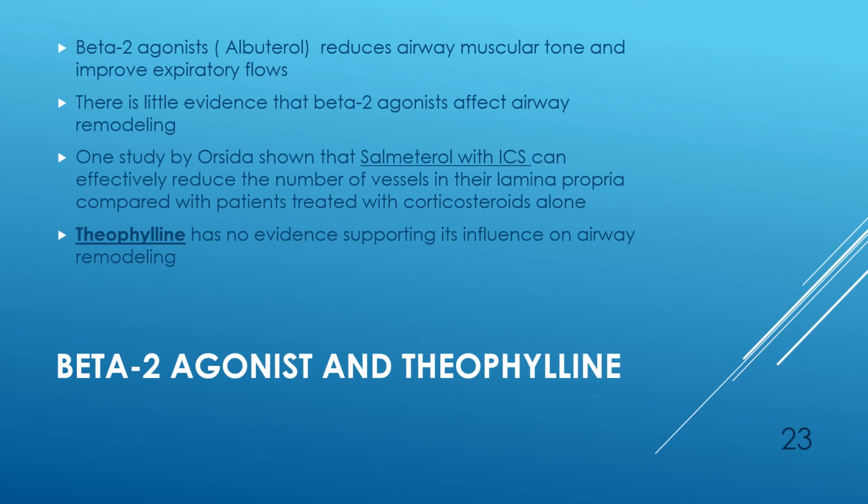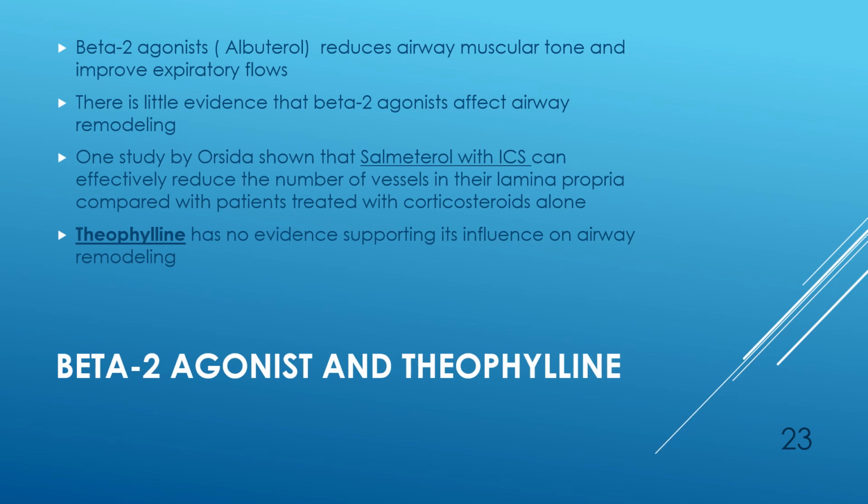So what's the role of a beta-2 agonist and theophylline with airway remodeling? Albuterol is very good for reducing airway muscular tone. It actually improves expiratory flows, but it has very little effect on airway remodeling. So if you use a beta-2 agonist as a controller medication for long-term use with asthma, you're going to actually create more harm. The best thing to use is an inhaled corticosteroid.